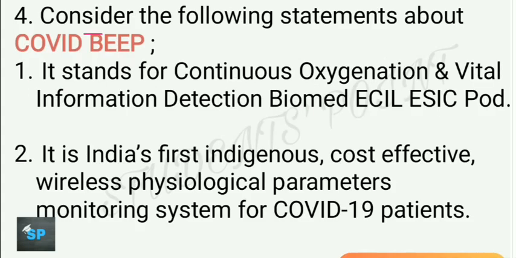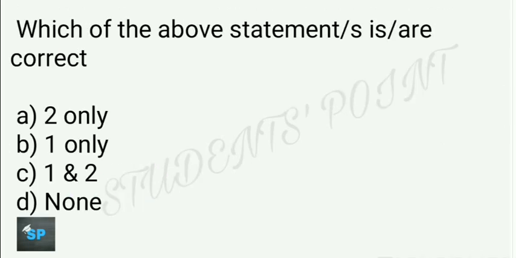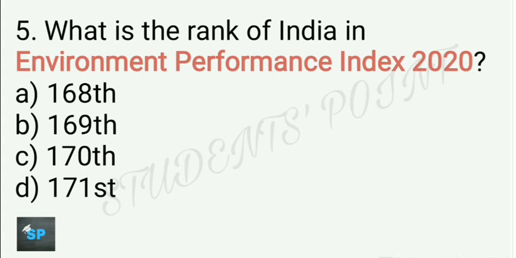The next question now. Consider the following statements about COVID BIP. It stands for continuous oxygenation and vital information detection biomed ISIC pod. This statement is correct. So you may have a look at the full form of this COVID BIP. And this COVID BIP is India's first indigenous, cost-effective, wireless, physiological parameters monitoring system for COVID-19 patients. This statement is also correct. So here both of these statements are correct. C is the right answer. And it has been developed by ISIC Medical College based in Hyderabad in collaboration with IIT Hyderabad and the Department of Atomic Energy. The next question now.